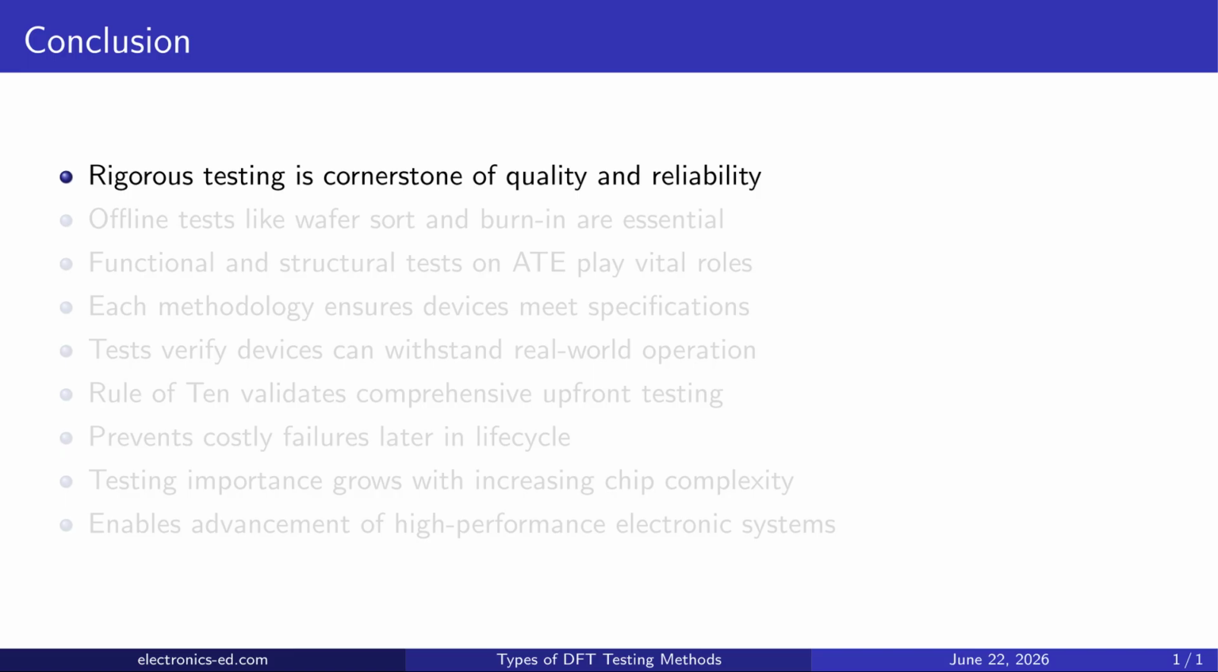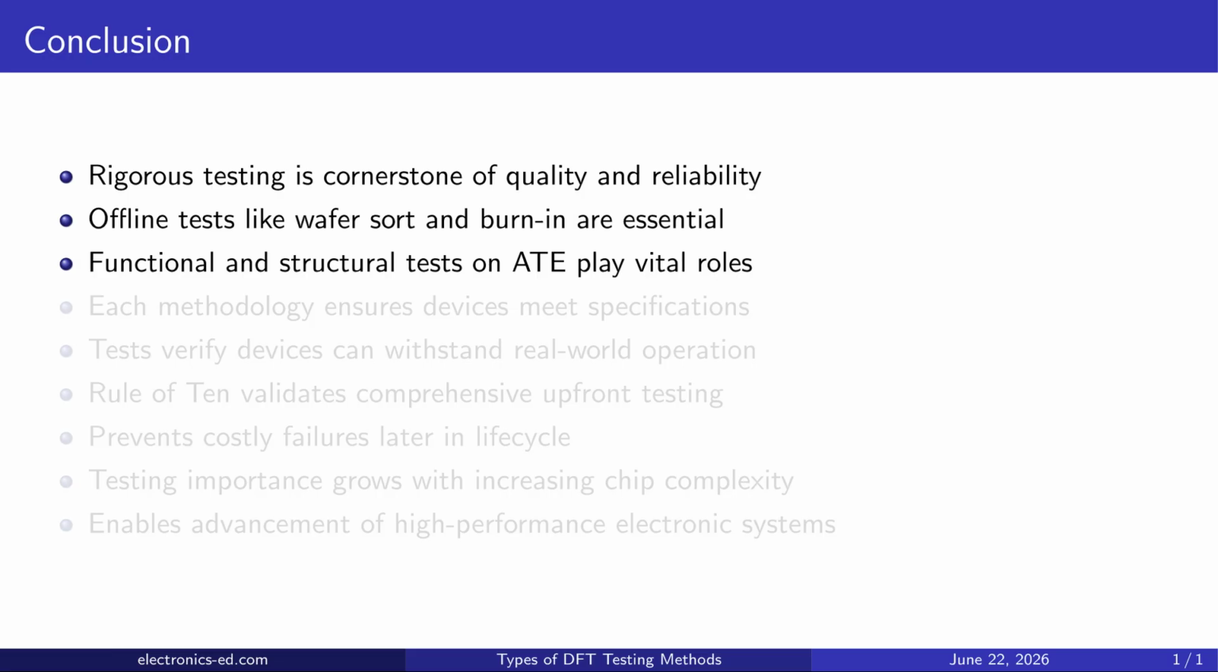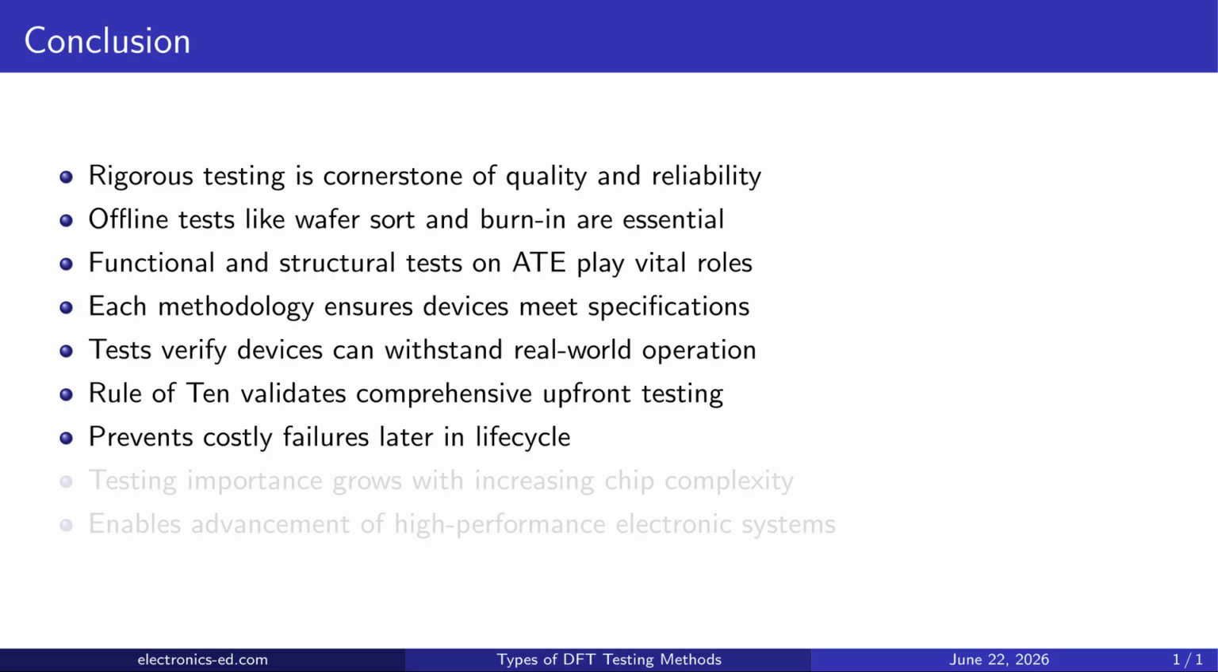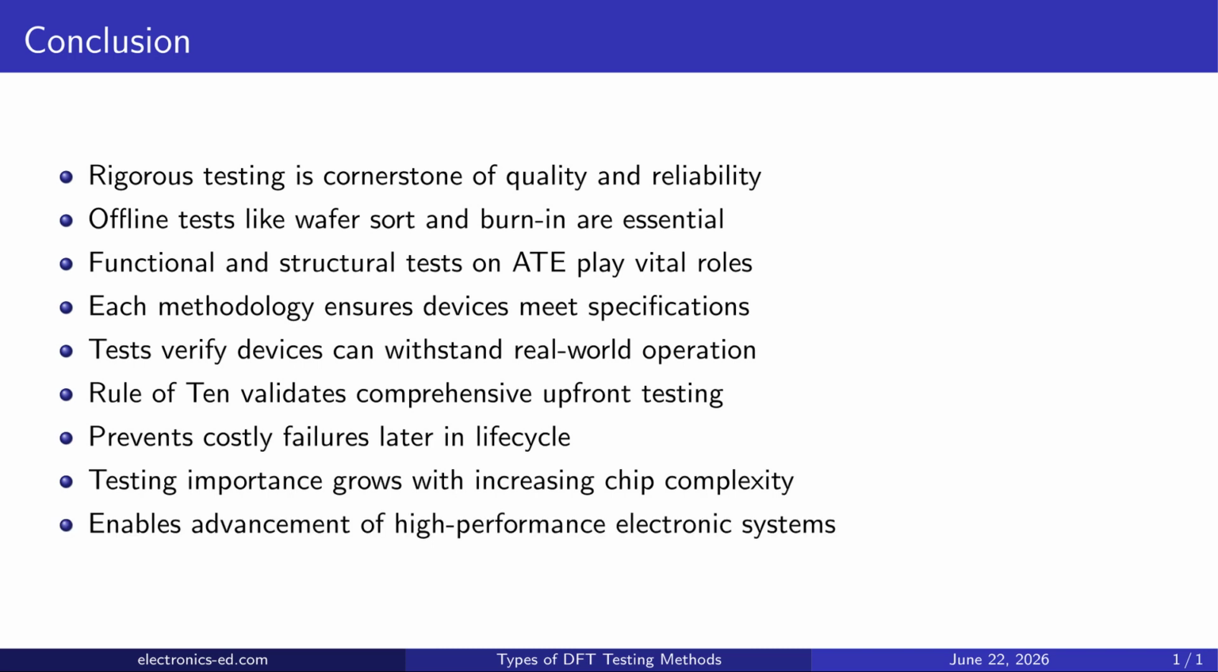In conclusion, rigorous testing is the cornerstone of quality and reliability. Offline tests like wafer sort and burn-in are essential for catching defects early. Functional and structural tests performed on ATE play vital roles. Each testing methodology ensures that devices meet their specifications. These tests verify that devices can withstand real-world operation. The rule of 10 validates the need for comprehensive upfront testing. This prevents costly failures later in the product lifecycle. The importance of testing grows as chip complexity increases. Ultimately, testing enables the advancement of high-performance electronic systems.